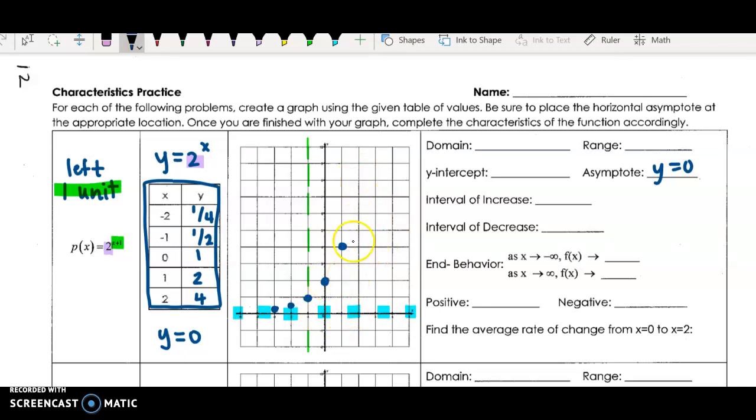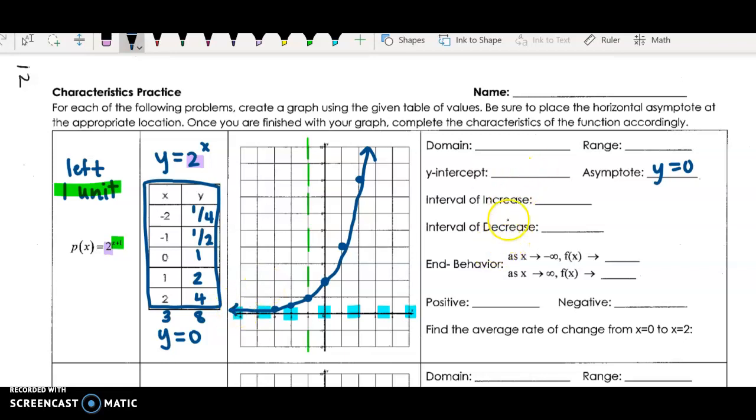Now more points could fit on our graph as well, so if I wanted to do 3, 2 to the third is 8, we'll go ahead and plot that one as well. Up 1, 2, 3, 4, 5, 6, 7, 8. So there are the points on my graph. This end is flat to the asymptote, and this end is going up.